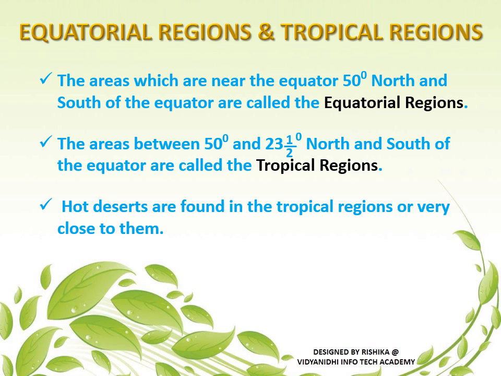So let's start with an introduction of the equatorial regions and tropical regions. The areas which are near the equator, 50° north and south of the equator, are called the equatorial regions. The areas between 50° and 23.5° north and south of the equator are called the tropical regions. Hot deserts are found in the tropical regions or very close to them.